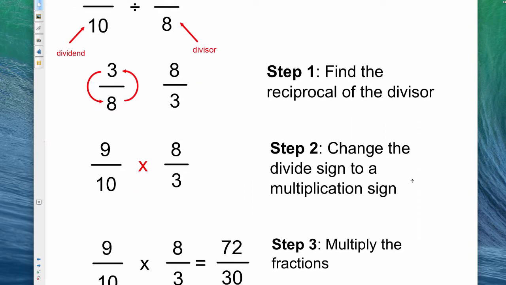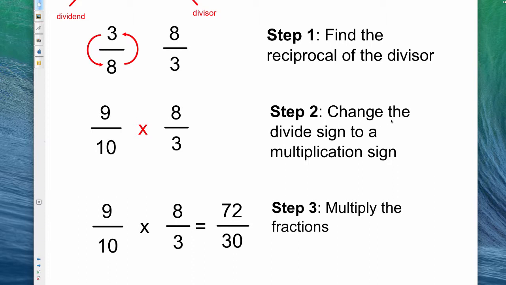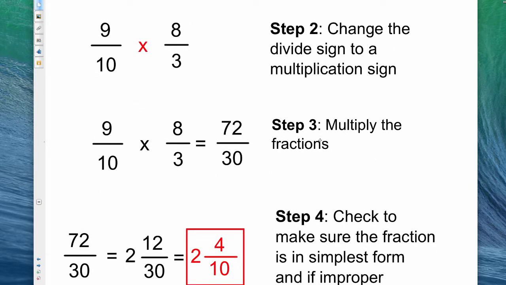Now I can move on to step 2. Step 2 says change the divide sign to a multiplication sign. So I go 9/10, change my sign from divide to multiply, and I multiply by 8/3. Step 3 is pretty simple. Multiply the fraction just like we would in a regular multiplication problem. So multiply the numerators, multiply the denominators, and we get 72 over 30.